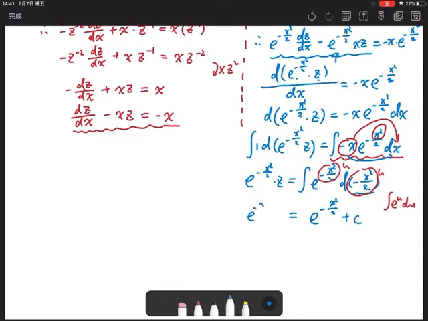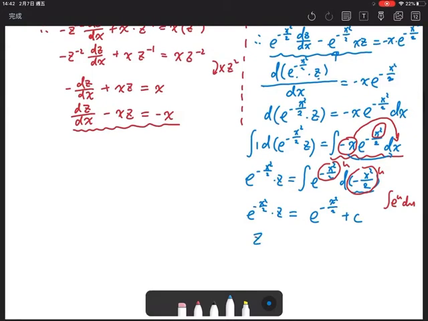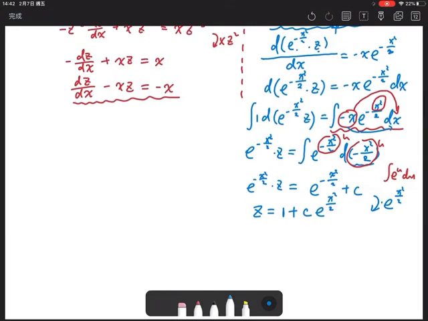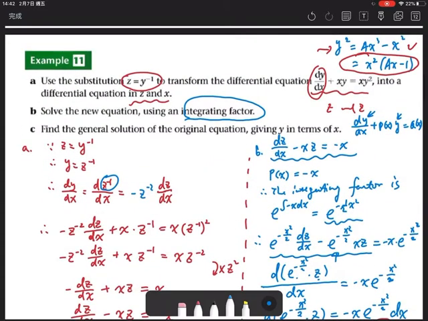So here it is e to the power of negative x squared over 2 times z. Finally z equals, we multiply e to the power of x squared over 2 on both sides, so it becomes z equals 1 plus c e to the power of x squared over 2. Finally we should replace z in terms of y and x. So this is question B.